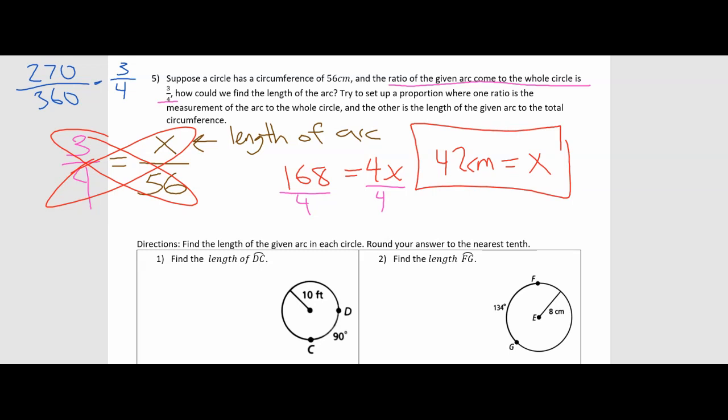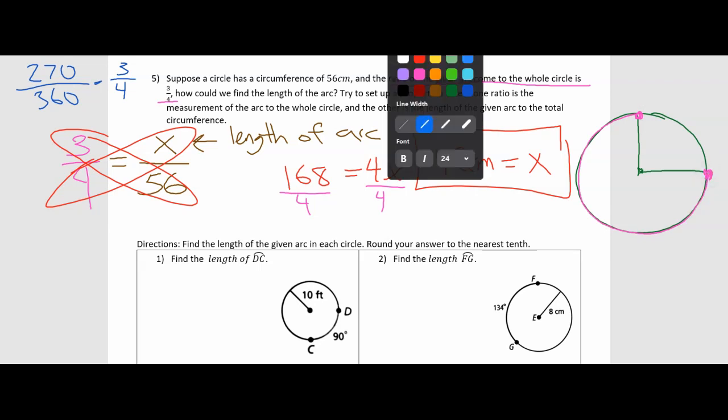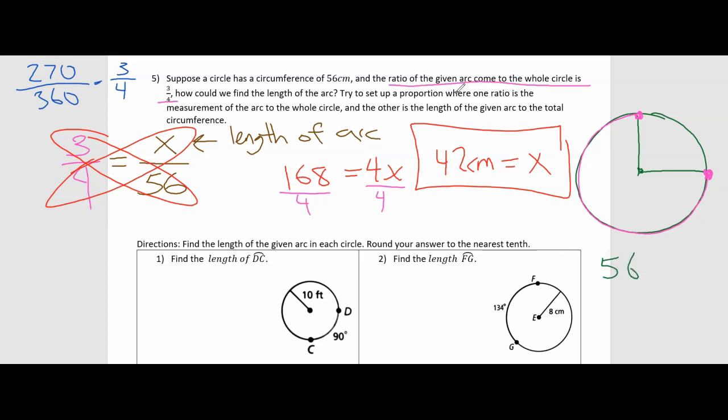Quick visual for those of you that would like it. If I have my entire circle, right, we'd essentially be talking about this arc in pink, this portion of the circumference. So if the entire circumference was 56 centimeters, that arc piece would be 42 centimeters. We should also put a right angle here, right? If that's 90, there is our 270 degree angle.